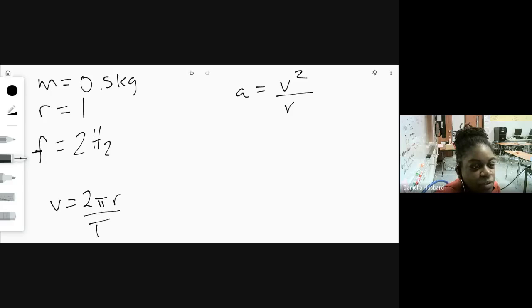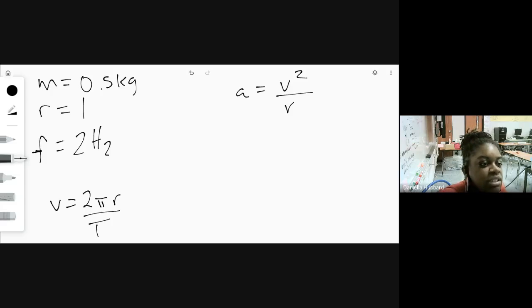Okay, guys, so one question that we're going to pull from that 10 question activity is the one that says that we have a mass of 0.5 kilograms and it's attached to a string that's 1 meter long and moves in a horizontal circle at a rate of 2.0 hertz. Calculate the centripetal acceleration and the force.